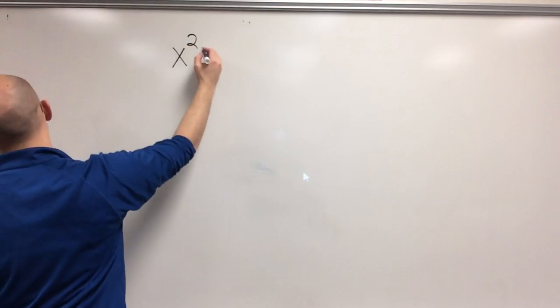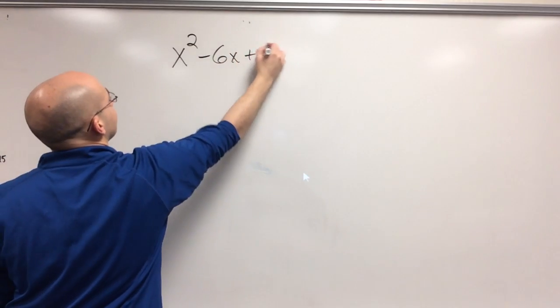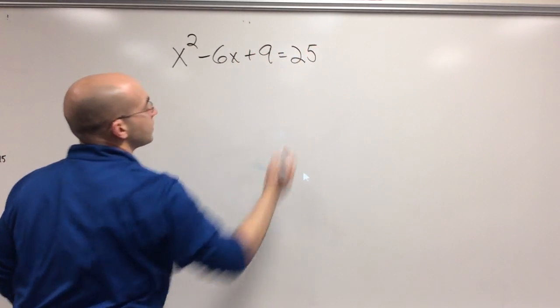X squared. This is an easy one. X squared minus 6x plus 9 equals 25. On the quiz, too, on Thursday. They should be pretty simple.